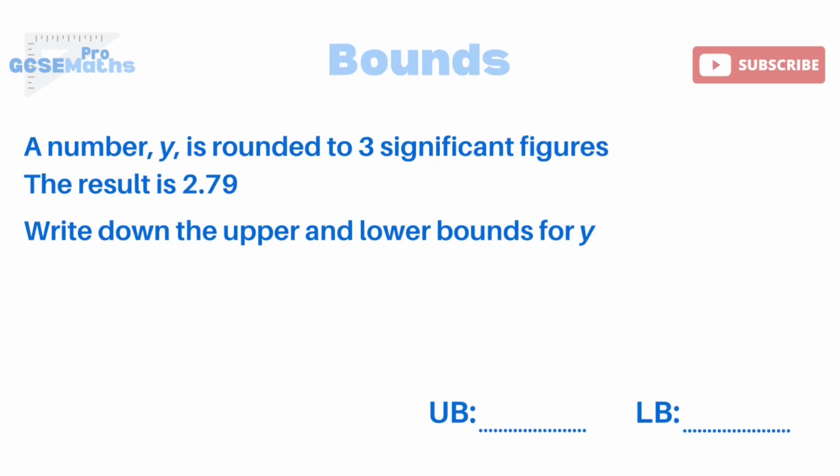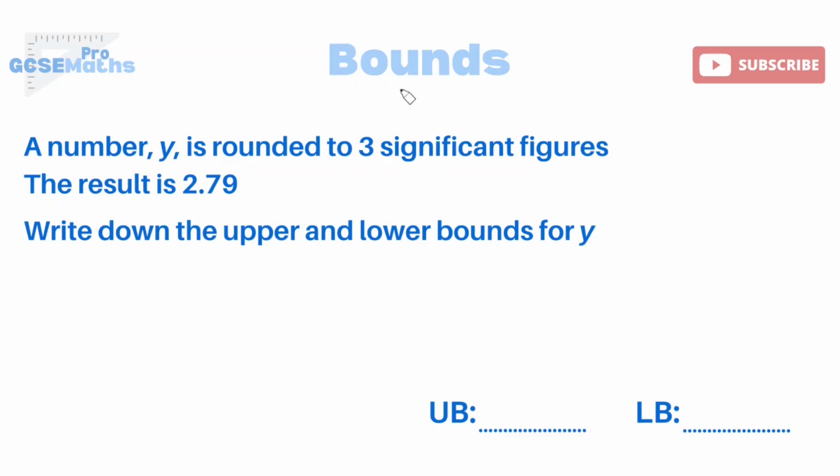Okay, so now we've got one which is rounded to a certain number of significant figures. These ones tend to seem a little bit harder or a bit more complicated, but they are technically kind of the same thing. So in this case, I would encourage you to use the number line method just so you can visualize it a little bit easier. So we have here a number y is rounded to 3 significant figures. The result is 2.79. Write down the upper and lower bounds for y.